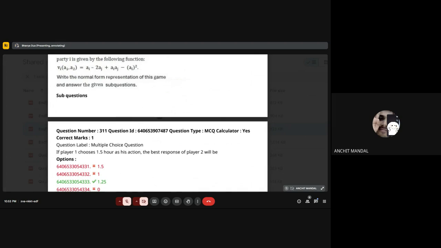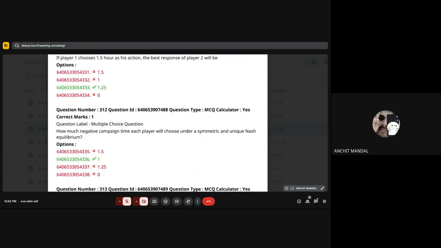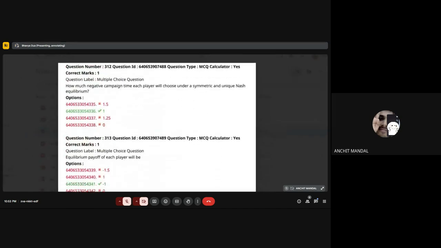Okay. Do we need to solve this? It's the same thing. You just need to differentiate, and then solve whatever equation you get. Correct. Yeah. Correct.